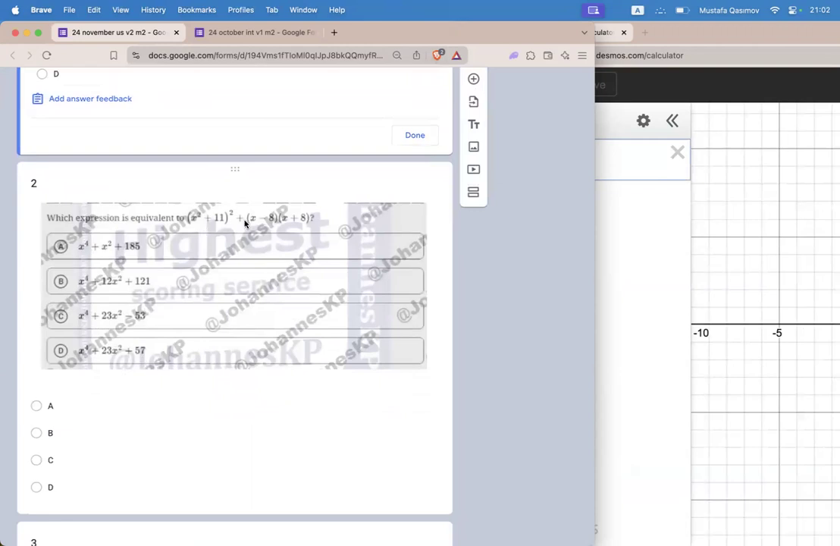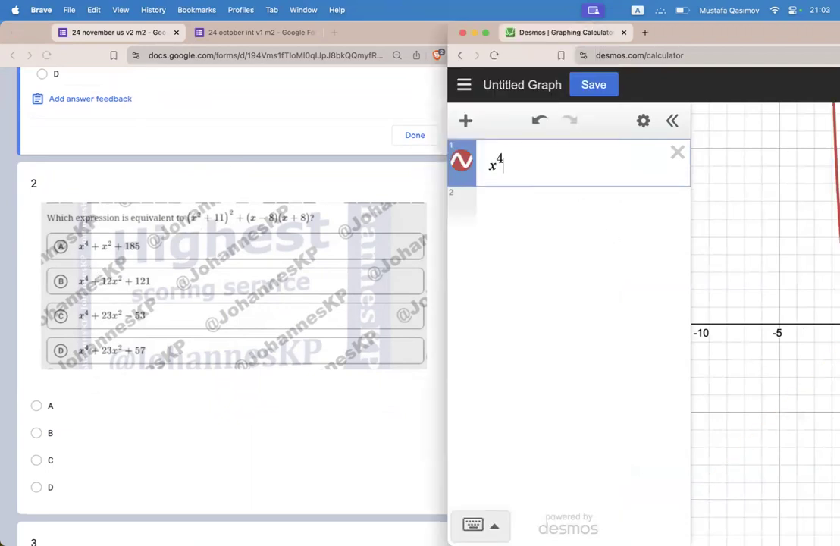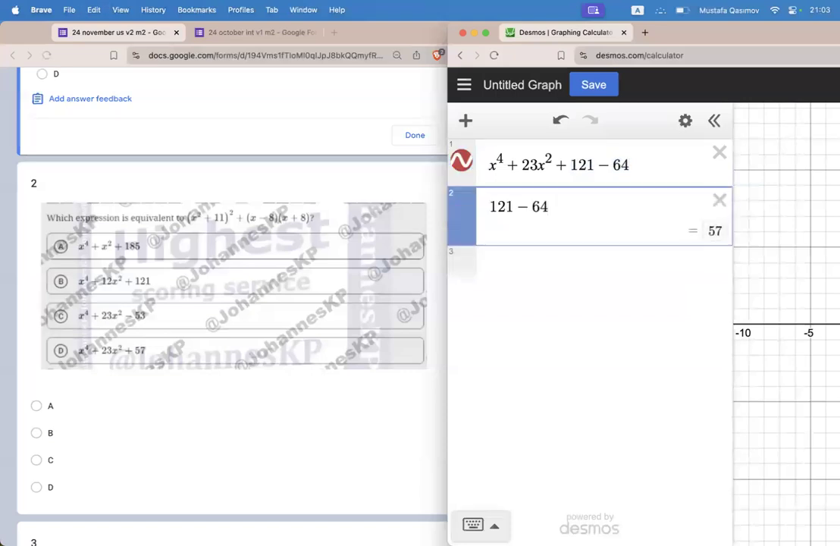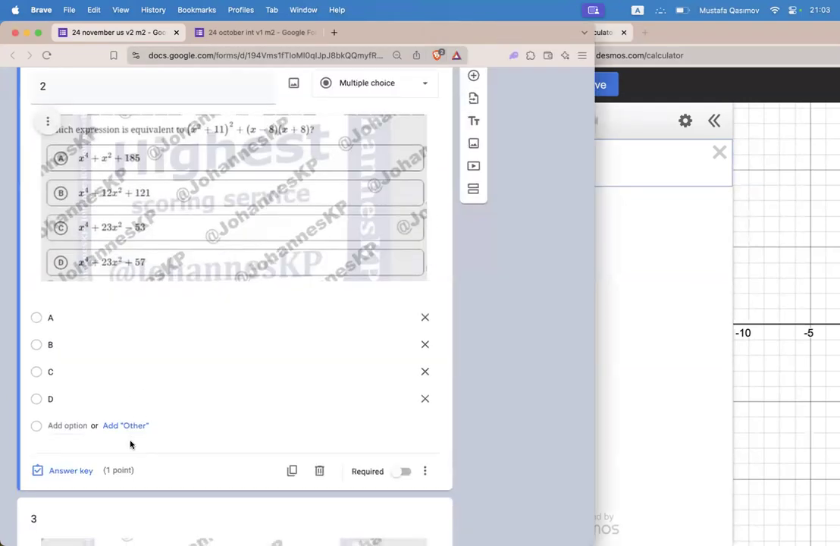Second one, we have to just open it. We will get x with power of 4 here. Okay, let's do it here. x to the power of 4 plus 22x squared plus 121 plus x squared minus 64. From here, we have to do just simplification. We will get here 23x squared. Then we have to find it from here, 57. The answer will be D, right? D.